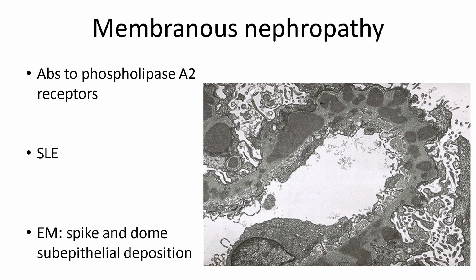On the electron microscopy, you can find that dome, spike, okay? Spike and dome appearance on the electron microscopy, and the subepithelial depositions. So membranous nephropathy, spike and dome, subepithelial depositions.